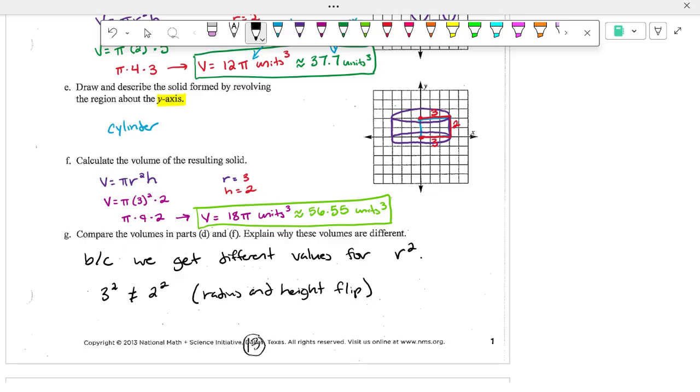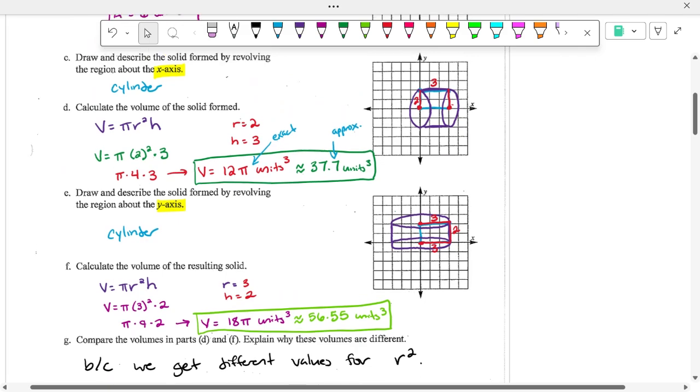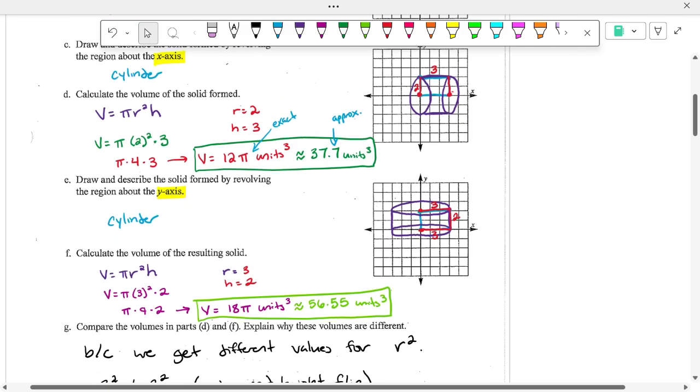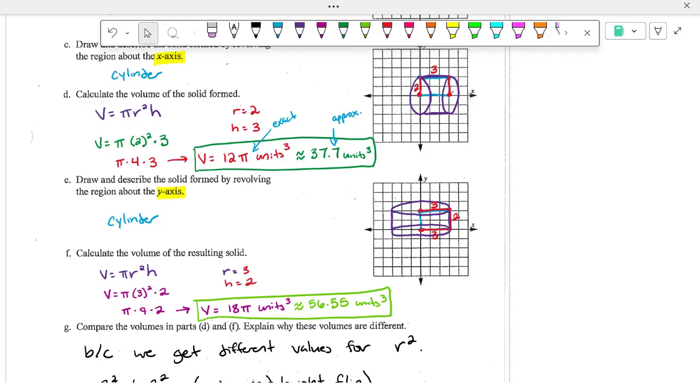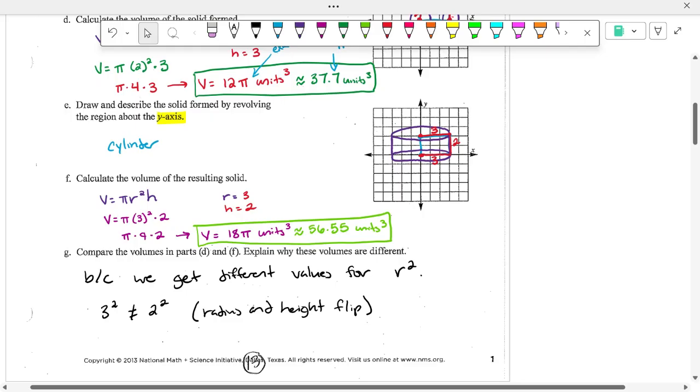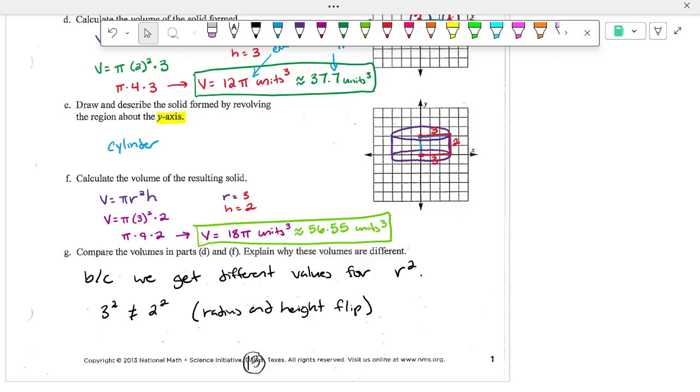So if I gave you a problem like this, you've got to be careful and identify which way you're rotating first off. If you're rotating a rectangle around the x-axis, it should look like a cylinder on its side. If you're rotating it around the y-axis, it should look like a cylinder standing straight up. Then you determine the radius and the height based off of that, and they should end up flipping based off whatever the dimensions of the rectangle are. Any questions on that one?